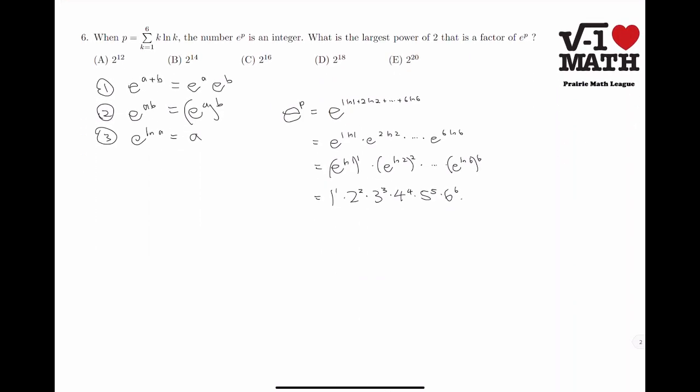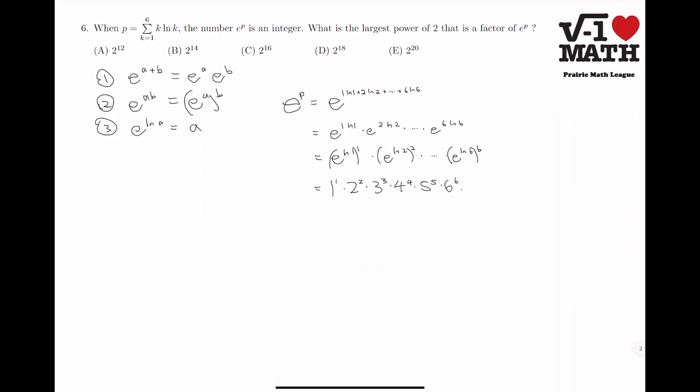Now, for problem number 6, we're given this somewhat scary-looking expression for P, and we have to find e to the power of P, or to be more specific, we have to find the largest power of 2 that divides e to the power of P. To do this problem, we're going to rely on 3 very important exponent rules.